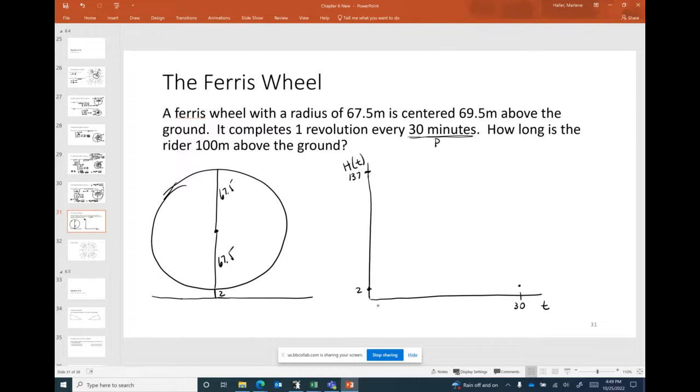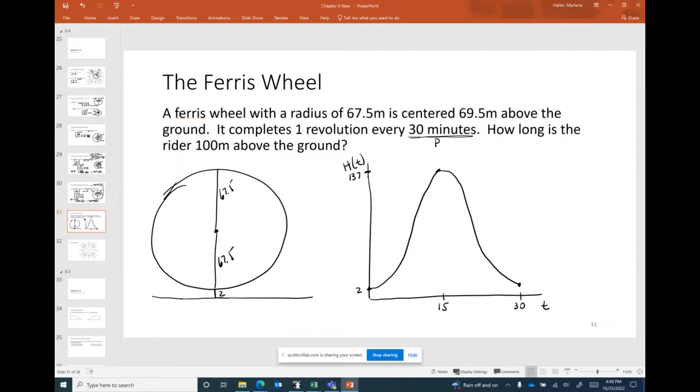We hit the high point halfway between when we start and when we're done. So that's about 15 minutes. There's our high point. Okay, so we're starting down here. We're going up high. We hit the highest point, and then we're going to come down back low again, and we end here. That's one revolution of that Ferris wheel.